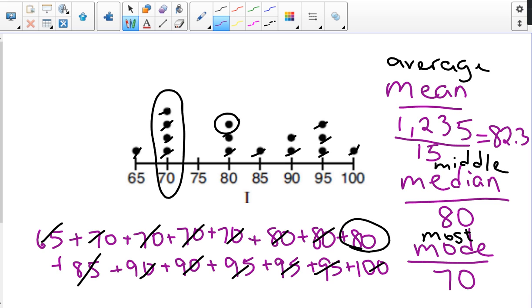So the mode was 70. Okay, and that's all we did with dot plots. So that's what you need to know for your quiz.